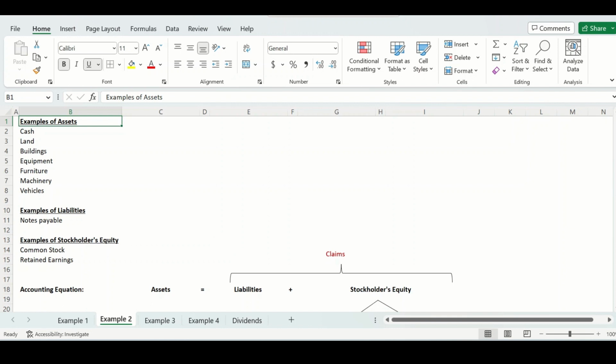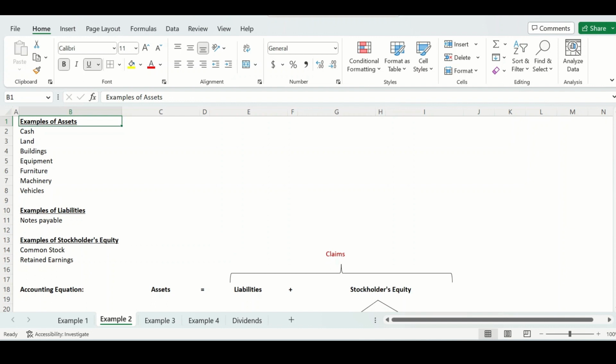So first, if we recall back from the first video, assets are resources that a company owns. Examples of these resources can be cash, land, buildings, furniture, vehicles, anything like that that a company has or owns that it expects to use in the future. An example of a liability will be a note payable or a bank loan. This is where a company has borrowed money from a bank that it has to pay back in the future. So the company is liable for this amount to the bank.